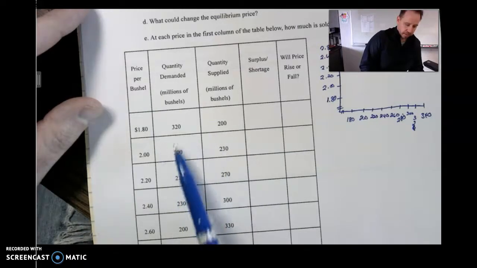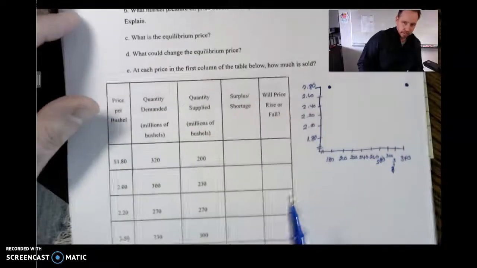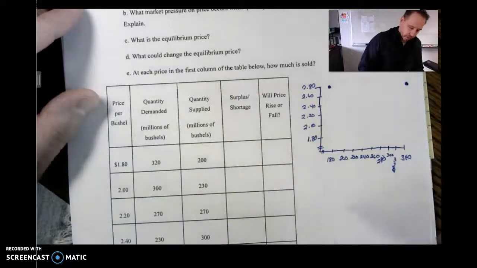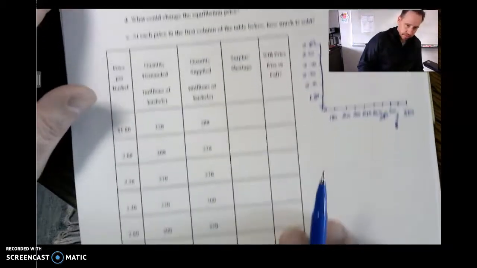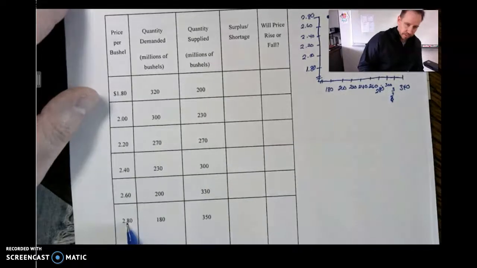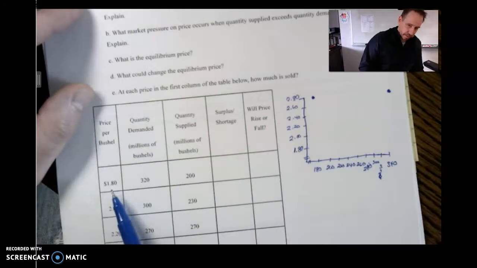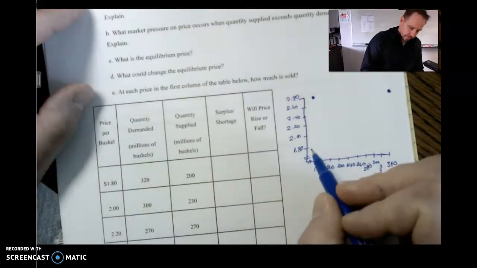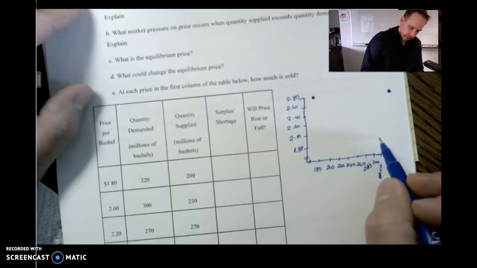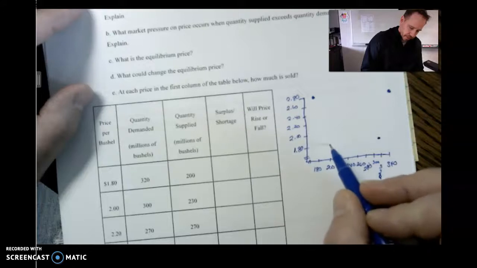This is the data points, and if we graph this, we could sit and draw out our demand curves and our supply curves. At $2.80, we have a quantity demanded of 180 and a quantity supplied of 350. We could graph those two points and go on down the line. At a price of $1.80, quantity demanded is going to be out here at 320, and quantity supplied is going to be back here at 200.